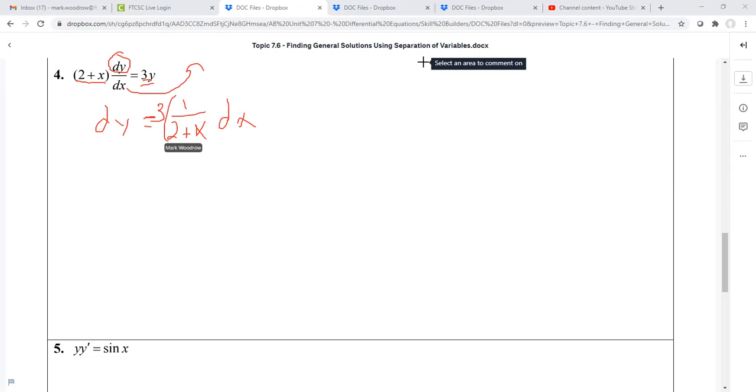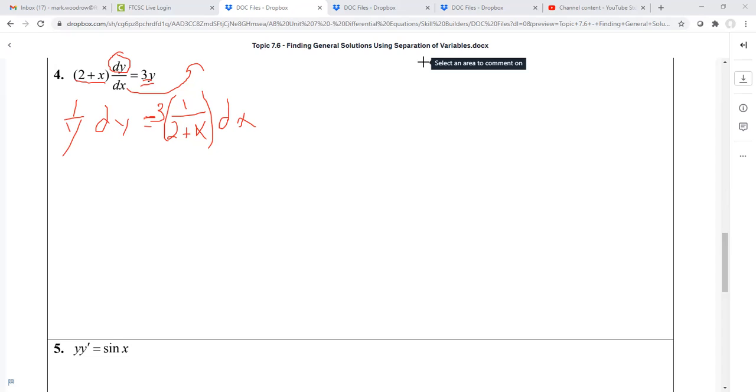Okay, so I'm going to have 3 times this, and I'm going to divide the y over here. So I've got to divide the y to the other side. So now I have separated my variables. I could have taken the 3 with it, but my whole goal here is to solve for y. So that's why I'm going to leave the 3 over on the other side.